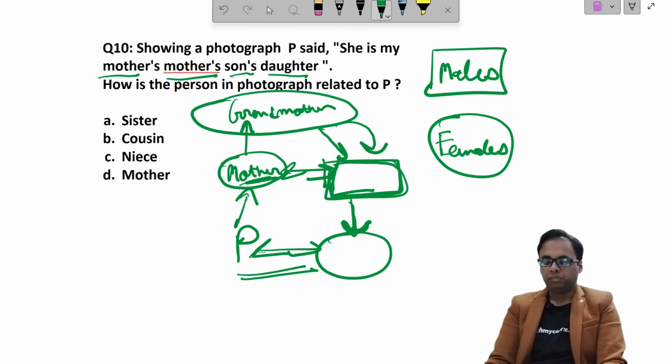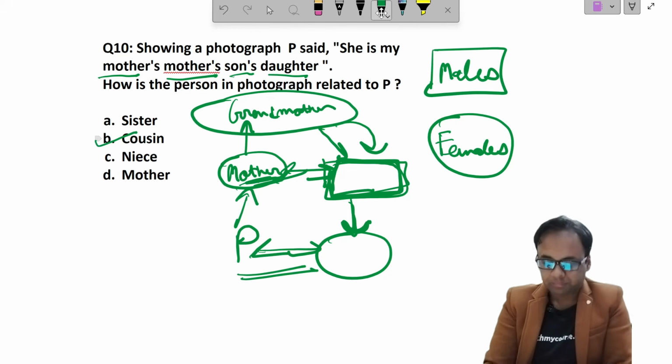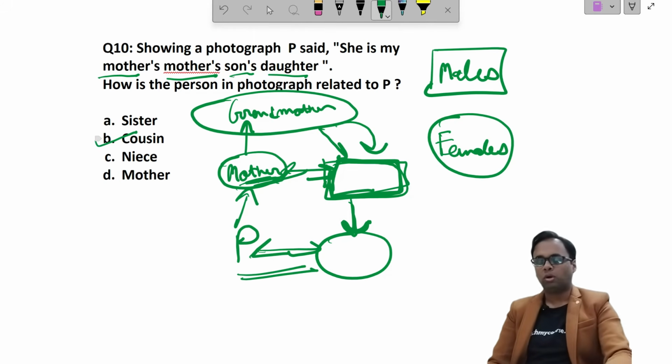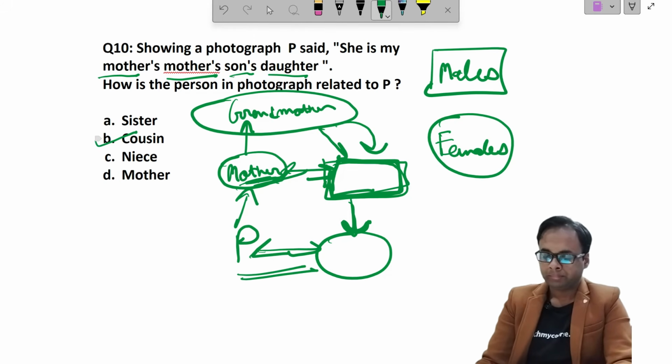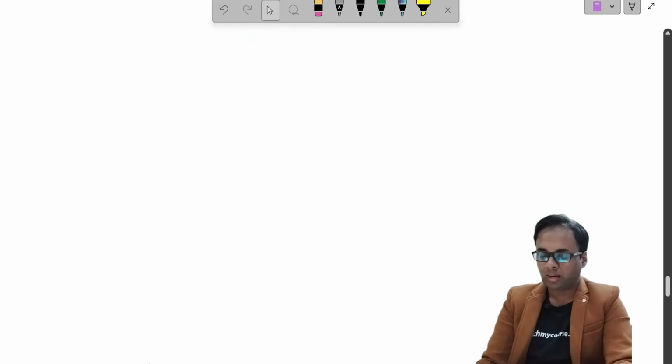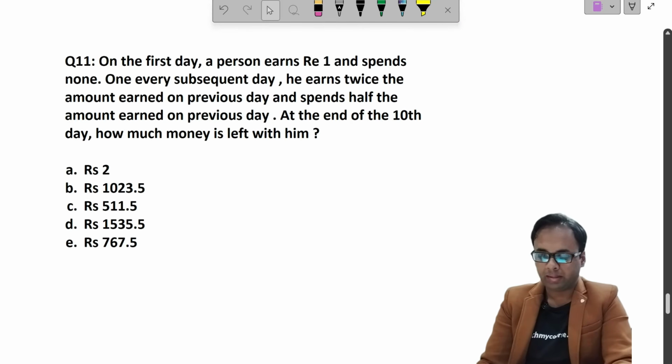Okay, because P's mother is the sister of this rectangle. So they must be cousins. So that's how we go about solving such sort of questions. You have to just write everything on the paper, whatever you feel like.